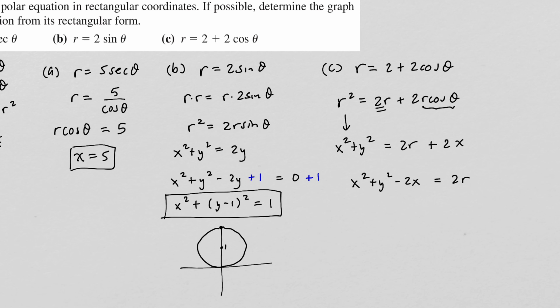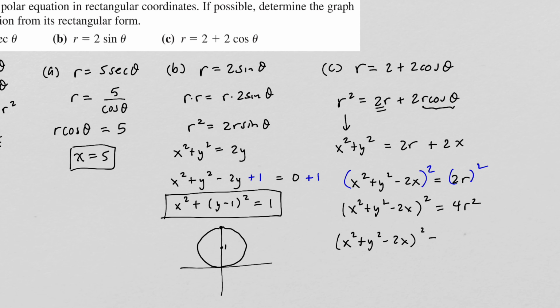So right now we're kind of in limbo, right? Because we have x's and y's and we have r's. And of course, we're trying to just get x's and y's. So we're kind of in the middle of the process here. But now what I can do is square both sides. And when I square both sides, we get x squared plus y squared minus 2x, quantity squared, equals 4r squared. And then r squared, of course, is x squared plus y squared once again. So we get 4 times x squared plus y squared.